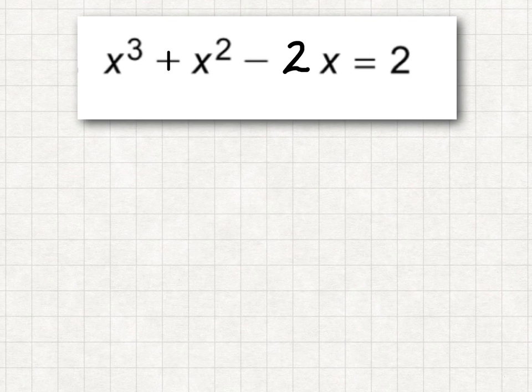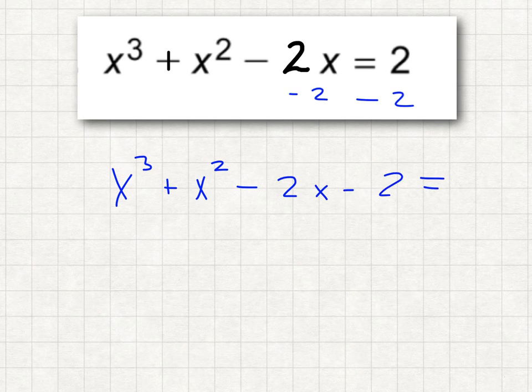What do we have to do first here? Subtract 2. So since it's a positive 2, we have to subtract 2. So we have x cubed plus x squared minus 2x minus 2 is equal to 0. What should we do next? Group the first two terms, group the second two terms.